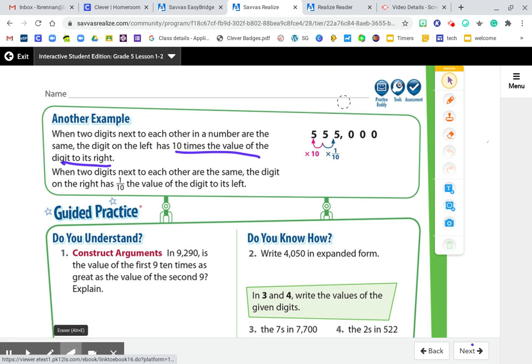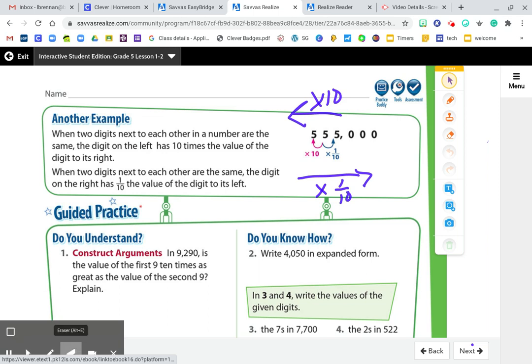And you'll see some more of that later on. So just remember that when you're moving in this direction, we're going to the left, we're multiplying by 10. And when we're going to the right, we're multiplying by 1/10, a fraction. So it's a smaller value. Or you can say you're dividing by 10.